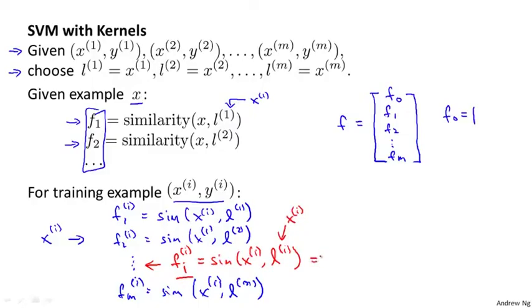And if you're using the Gaussian kernel, this is actually e to the minus 0 over 2 sigma squared, and so this will be equal to 1. And that's okay. So one of my features for this training example is going to be equal to 1.